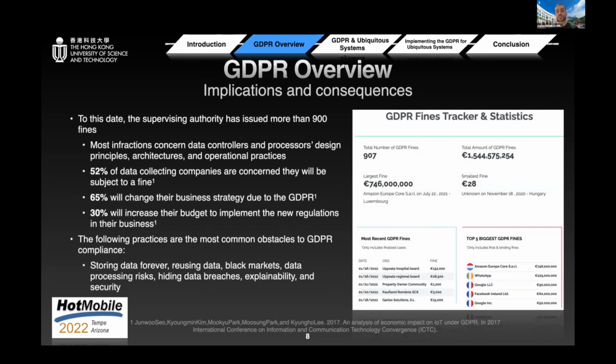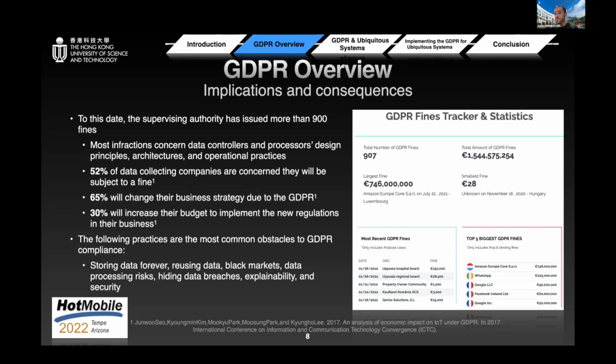What are the implications and consequences? To this date, as you can see in the image on the right, there are more than 900 GDPR fines, and every day there are more and more. Most of the infractions concern data controllers' and processors' design principles, architectures, and operational practices. 52% of data collection companies are concerned they will be subject to a fine, and 65% will change their business strategy due to the GDPR. Finally, 30% will increase their budget to implement new regulations in their businesses.